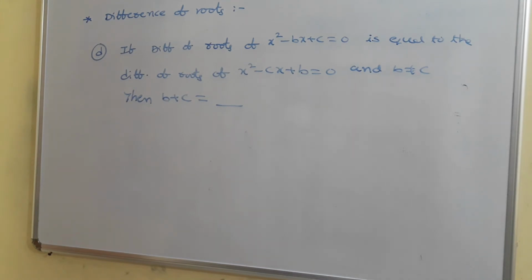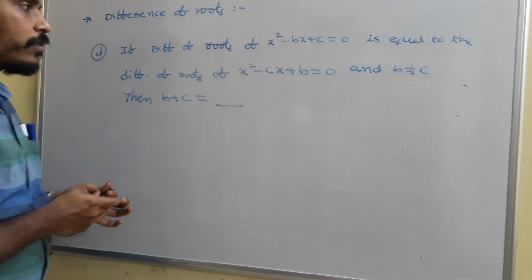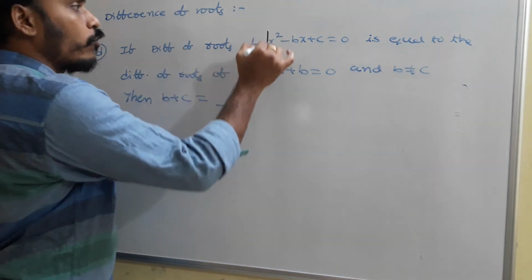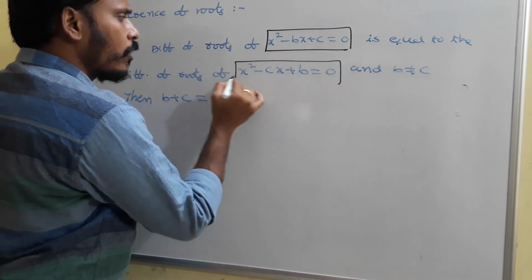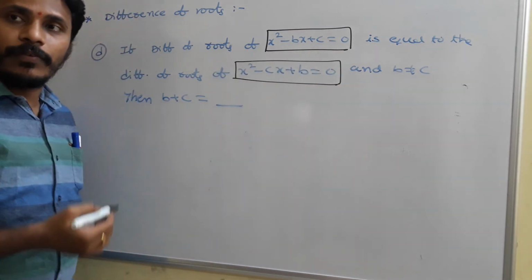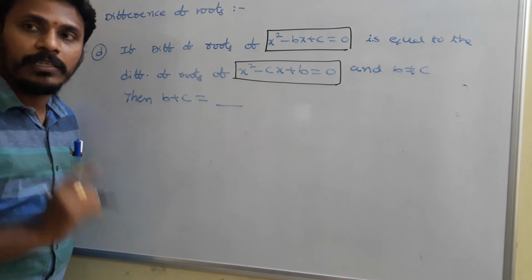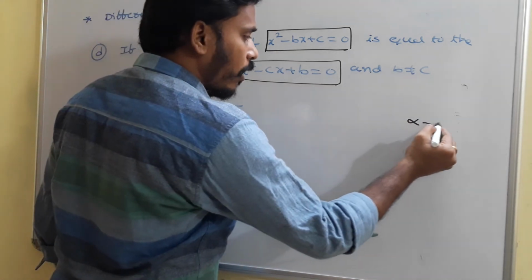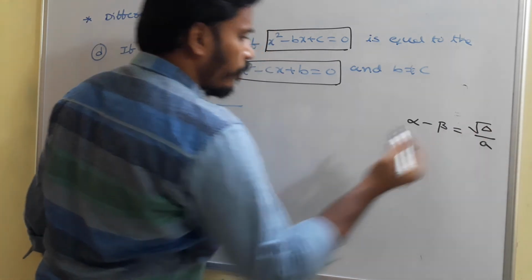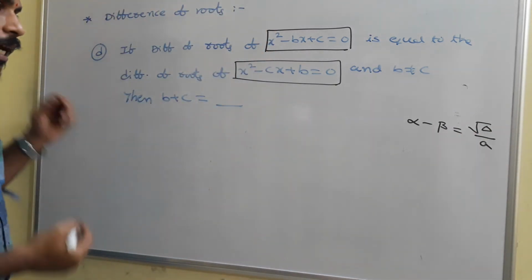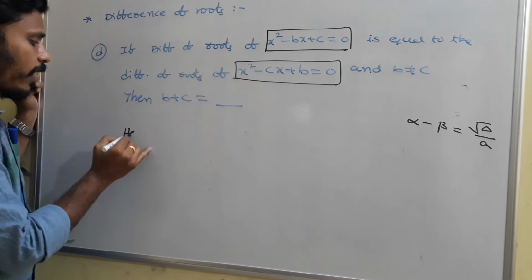So just look at the problem. See, as given, the difference of roots of the first equation is equal to the difference of roots of the second equation. Okay, as given like this. So we know that the difference of the roots is given by the formula root delta by a. Already we mentioned it. A is the x square coefficient, delta is the discriminant. So here what will happen?